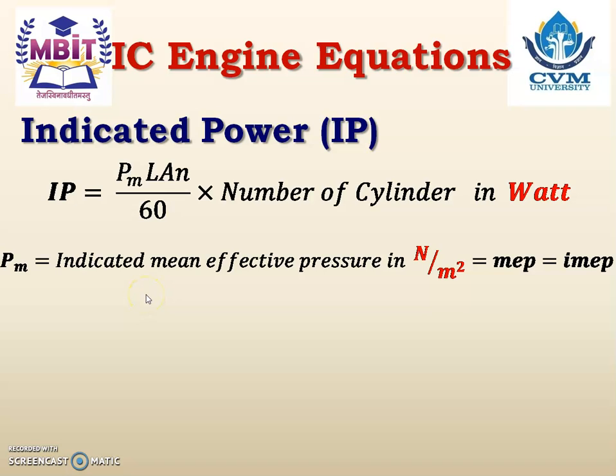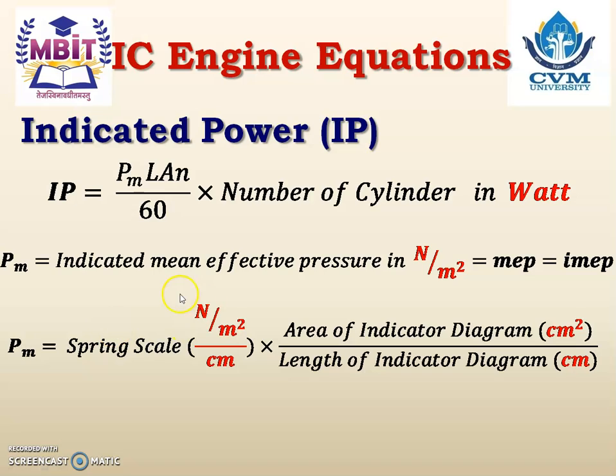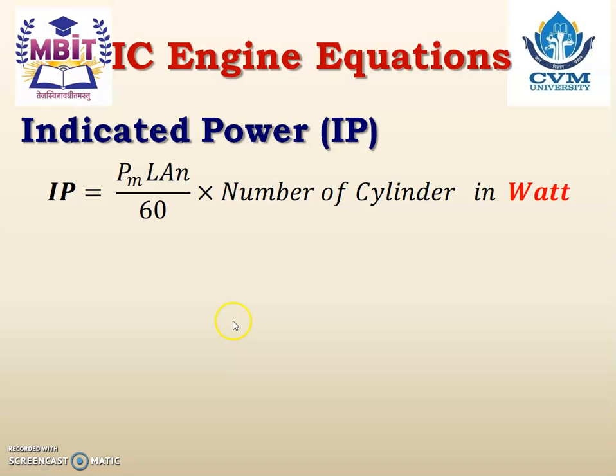Sometimes Pm is not given directly, so we have to calculate the indicated mean effective pressure using the equation Pm is equal to spring scale, and the unit of the spring scale is Newton per meter square per centimeter, multiplied by area of indicator diagram in centimeter square divided by length of indicator diagram in centimeter. So using this equation, we are required to calculate Pm first, and then using that Pm, we can calculate the IP. Now the next one is the L.